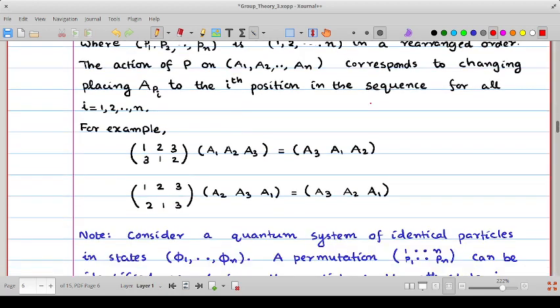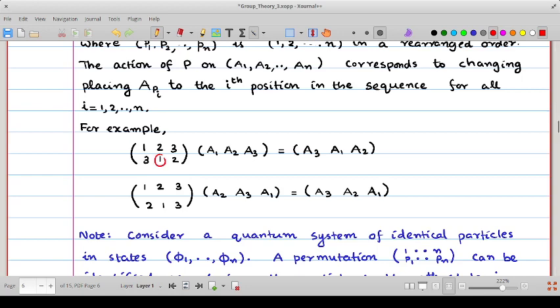To see this clearly, we consider a concrete example here. Suppose we have a set of objects A1, A2, A3 and a permutation operation given by this symbol. So I have 1, 2, 3 on the top and 3, 1, 2 here. So this means that the object on the third position will be placed in the first position. And here in this sequence, the object in the third position is A3. So A3 will be placed in the first position. So in the result, we have written A3 in the first position.